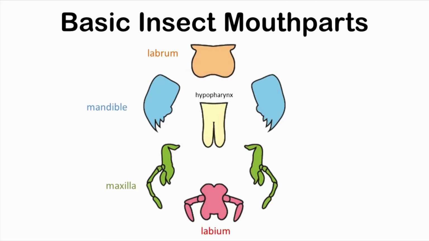There are four main mouthparts, the paired mandibles and maxillae, and the labrum and labium, plus a tongue-like appendage called the hypopharynx. It's not important to know all those names, just to realize there are a lot more parts compared to the human jaw.